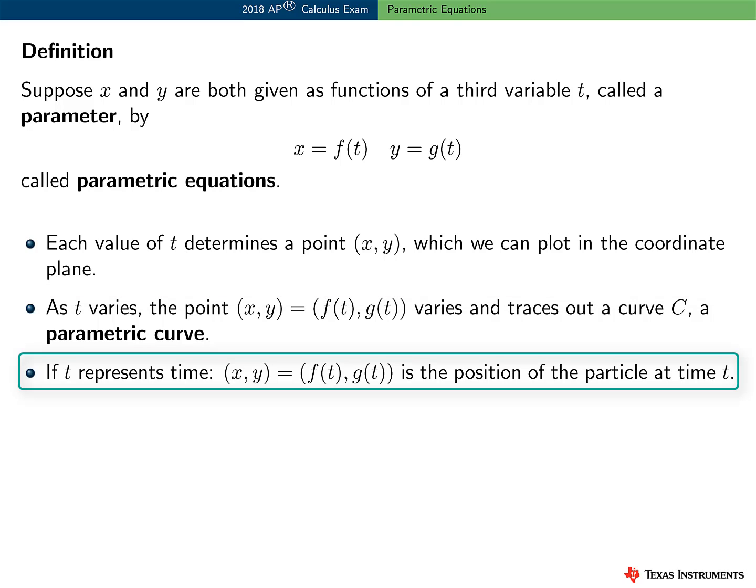The parameter t does not necessarily have to represent time. In fact, we could use any letter for the parameter. However, in many applications of parametric curves, t does indeed denote time. And in these cases, we can interpret the point (x, y) as the position of the particle at time t.